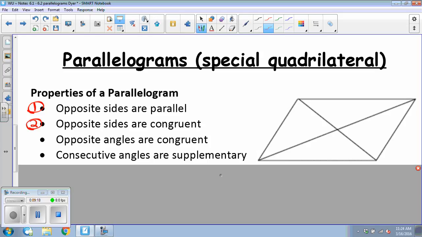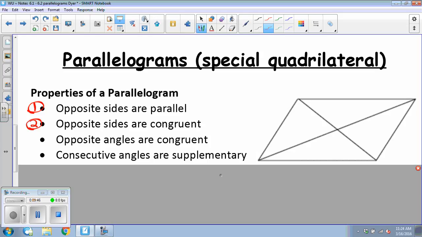Consecutive angles are supplementary. They have to be, because of what you just showed me. Do you see that 80 plus 100 is 180? That's supplementary. 100 plus 80 is 180. Supplementary. Any two consecutive angles. Consecutive means in a row. Any two angles in a row are supplementary. Opposite angles are congruent. Consecutive angles are supplementary.